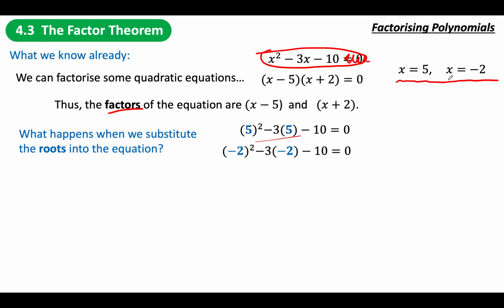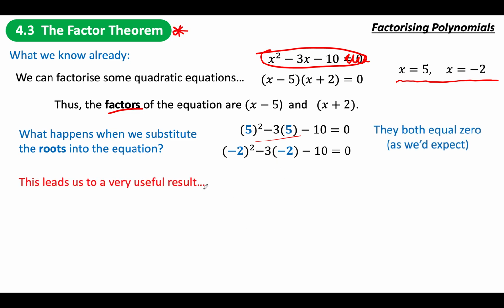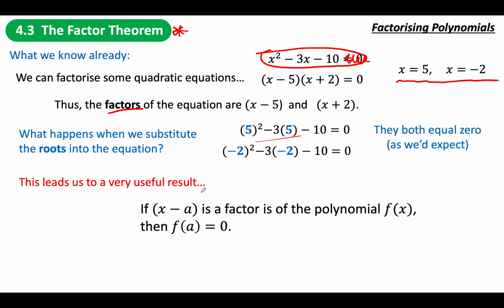And then when we substitute negative 2 in there, negative 2 squared is 4. This turns into positive 6 here, so that's 4 plus 6 is 10. Take away 10 is 0. This leads us to what we call the factor theorem, all right? Which is a very useful result.